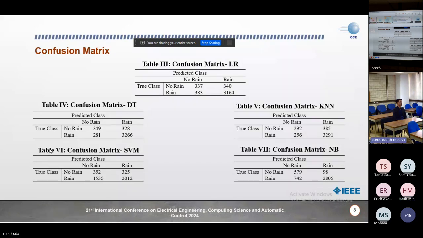Yes, because the title of your paper says a comparative analysis of machine learning algorithms. My question is, which of these algorithms is the best for your specific problem, rainfall forecast?